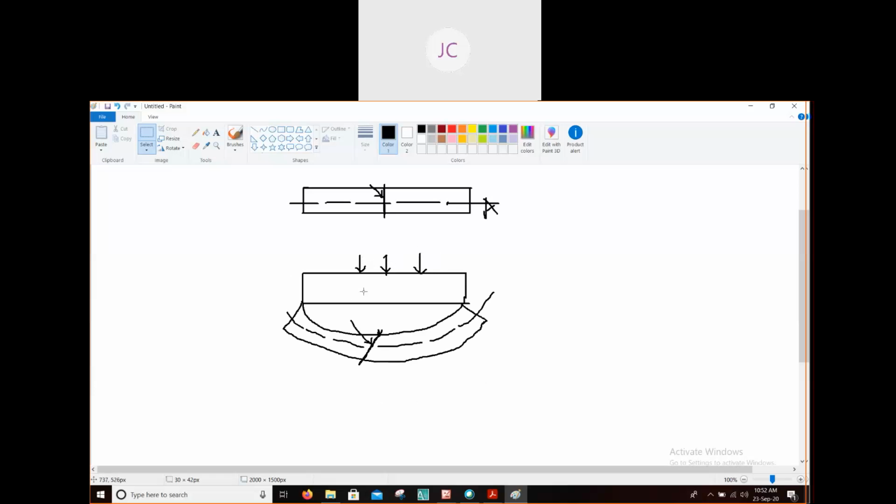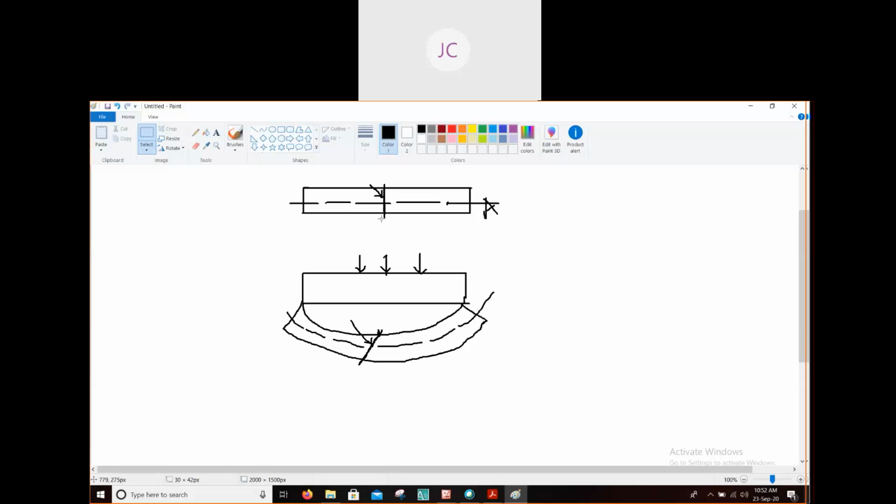As a result of this load, what will happen? Your beam will bend like this. All of you know that. So your original axis will also be changed now. It will be like this. These lines are not exactly straight, but I hope you understand.